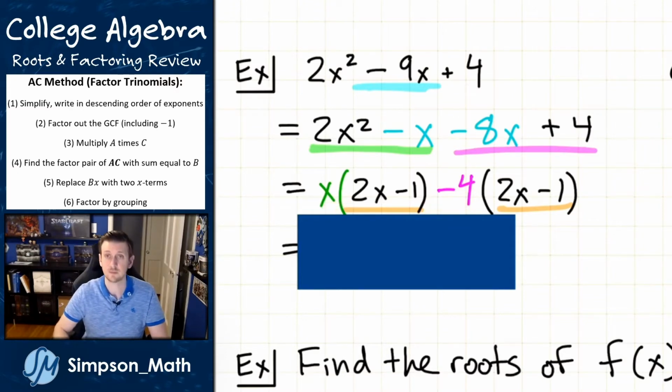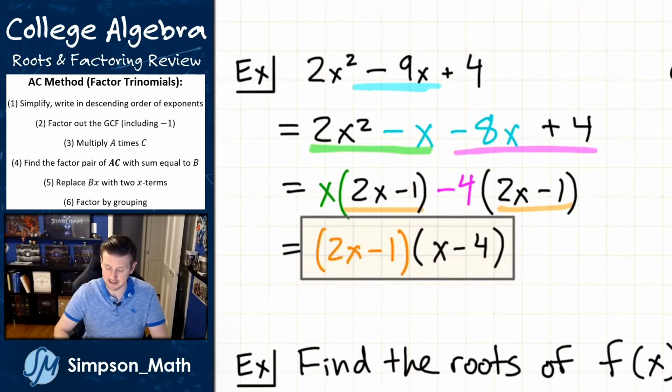All right, so we have a 2x minus 1 in both. So I'm going to pull out that as a bigger GCF, 2x minus 1, and left over is an x minus 4. So there we have it. We just factored 2x squared minus 9x plus 4. The only difference this time really is that we have these negatives to deal with.